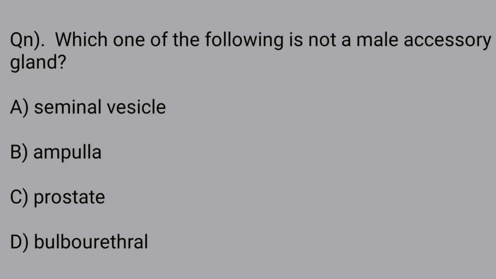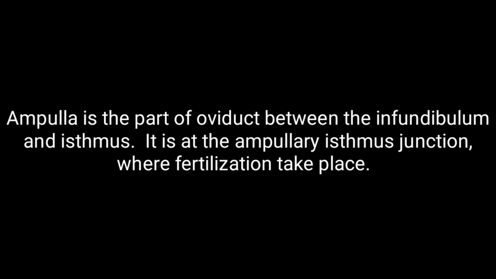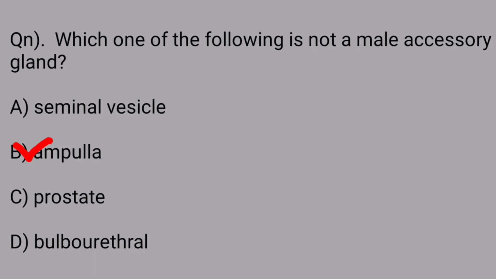Which of the following is not a male accessory gland? Option A seminal vesicle, option B ampulla, option C prostate, option D bulbourethral. Ampulla is the part of the oviduct between the infundibulum and isthmus. It is at the ampullary-isthmus junction where fertilization takes place. Hence, option B, ampulla, is the right answer.